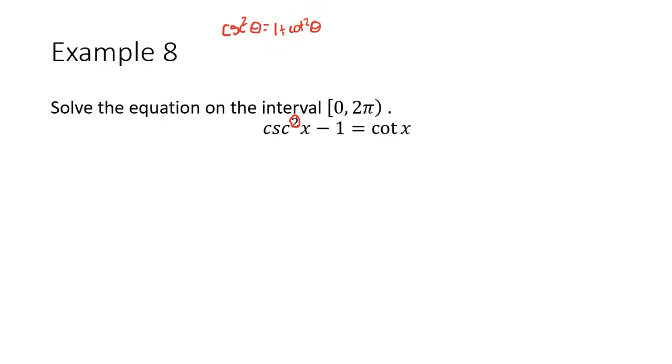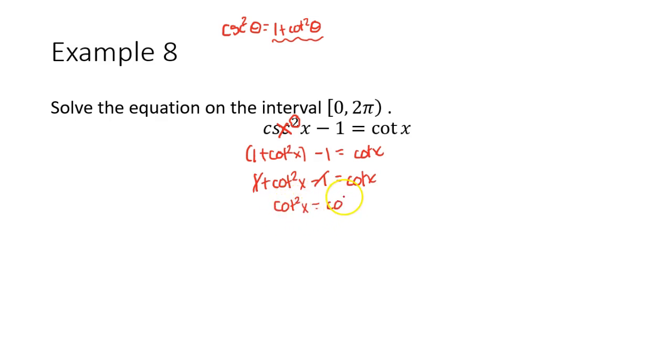And so what I'm going to do is make that substitution. I'm going to take out this cosecant squared and replace it with 1 plus the cotangent squared. This problem becomes 1 plus the cotangent squared of x minus 1 is equal to the cotangent of x. All right. And what I notice now is if I add my like terms, the 1's look like they're going to cancel out. So we're going to take those out. We now have the cotangent squared of x equal to the cotangent of x.